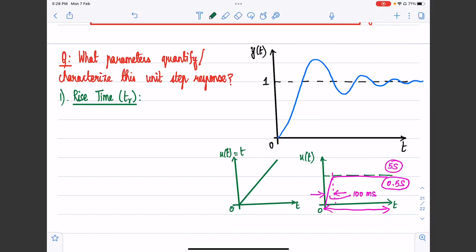For example, we may have an input like this. In real life, this may be a more practical input: I ramp like this, I hold it constant, and then I bring it down like a trapezoid. This is a bounded input. So the results that we discussed for bounded input, bounded output stability hold true even for these trapezoidal signals.